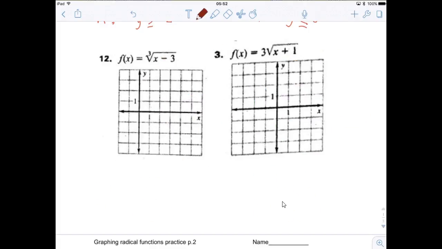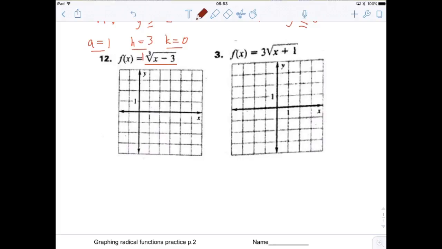So the first step for number 12 is to identify a, h, and k in the cubic root function. So how about if you do that, and then after you do it, come back to the video and check your answer. So pause. So the answers are a equals 1, h equals 3, and k equals 0.